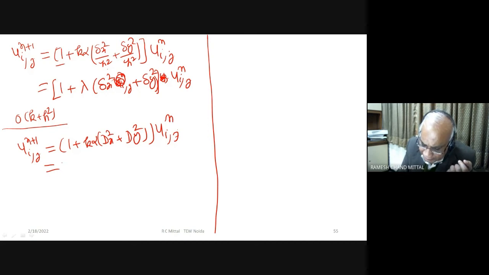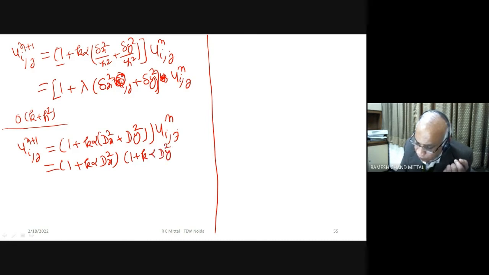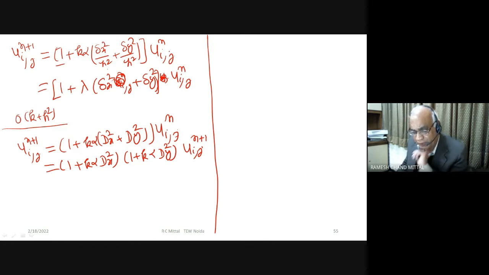This is equal to, I can write this as (1 plus k alpha delta x²) times (1 plus k alpha delta y²) without any problem, because they are operators. I will get the same effect if I write it this way, assuming that higher order terms are negligible. So you will get k square alpha square, which comes from the truncation error, and I am already removing my k square term, so I will get this.